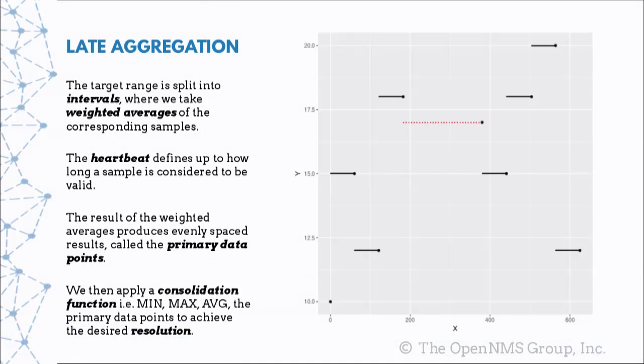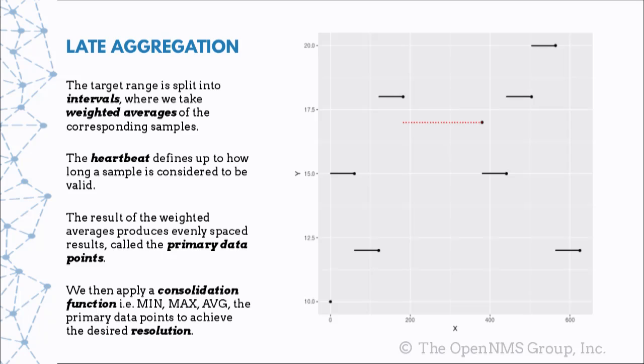And as I did mention earlier, we do late aggregation. So just a quick overview of that. Whenever you generate a graph, and let's say you're looking at a year's worth of data, you don't want to pull all those data points into your 1,000 pixel graph, right? So you want a way to aggregate those. The way Newts does that is very similar to the way RRDTool did it.